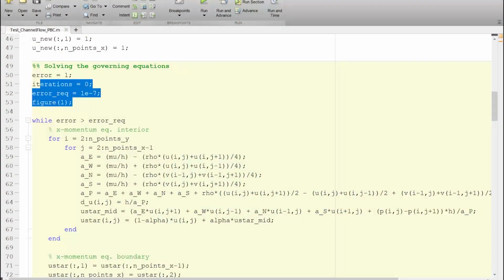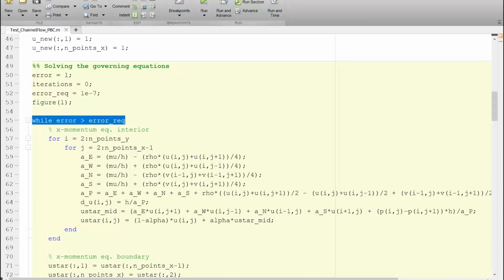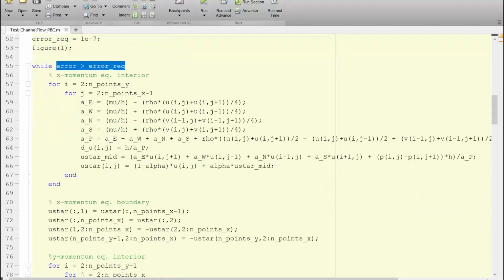The first part of the solution loop is very similar to what we have been doing so far. We call out an error variable, initialize it as 1, call the iterations, initialize that as 0, and our required error is 10 to the power minus 7. Then we initialize a while loop, and that takes care of the error. So it's a conditional statement on the convergence of the solution. As long as the error is more than the required error, the code would keep producing the output.